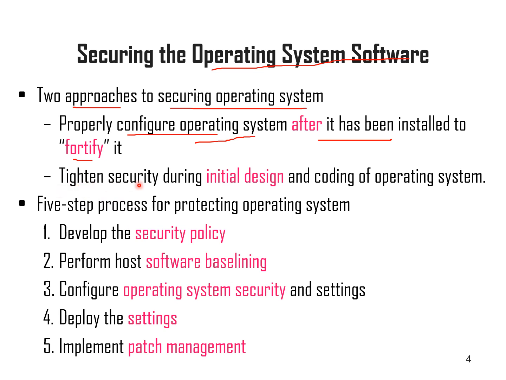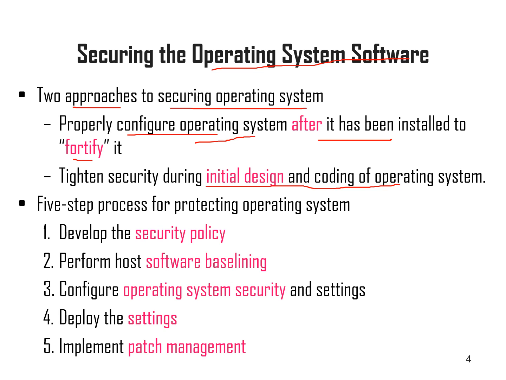The second approach is to tighten the security during the initial design and coding of the operating system. So during the coding of the operating system, or during its initial design itself, we have to tighten the security. So there are only two approaches for securing the operating system.